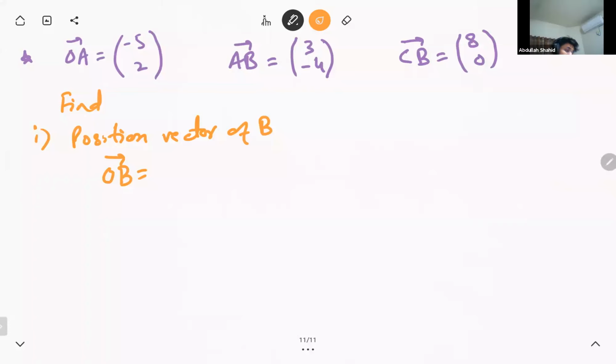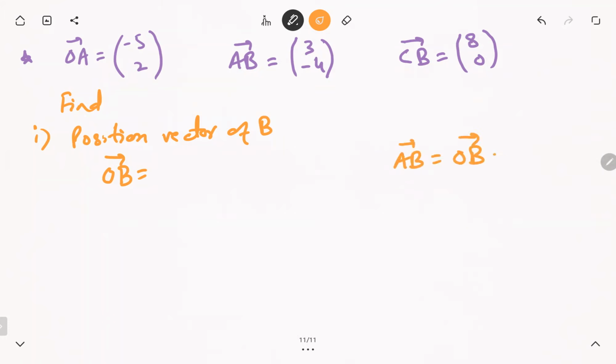Sir, AB is equal to OB minus OA. So, a question from Abdullah Shahid is saying that AB is equal to OB minus OA. Where does this come from? In the facts and the summary I had you write, it is written that you can write any vector in terms of its position vector. So AB is equal to OB minus OA.